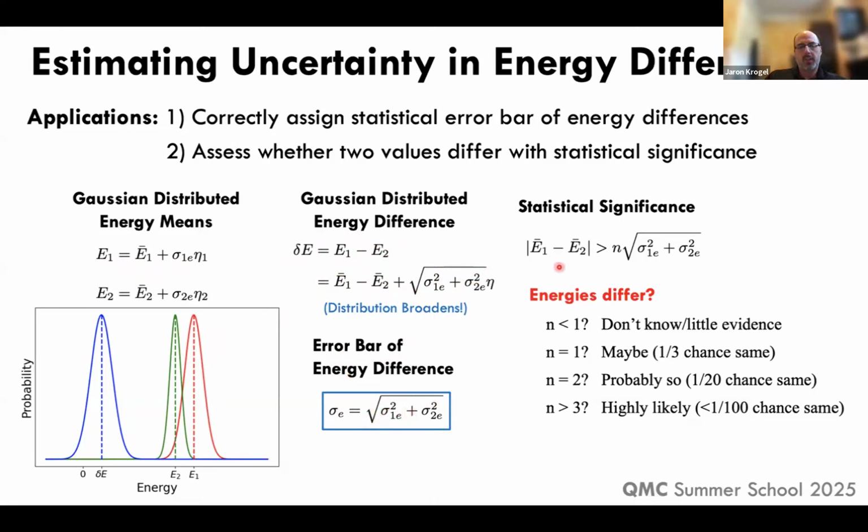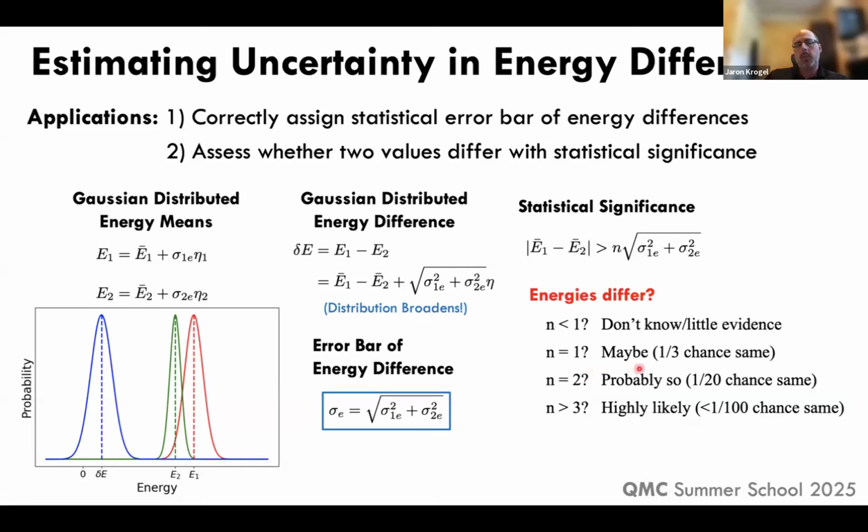And now to assess statistical significance, how do you know if the energies differ? Well, you can decide based on this inequality, where n is the number of sigma in which they may differ. So to get n, you can just divide this energy difference by the statistical uncertainty. So do the energies differ? Well, if n is less than 1, basically you don't know. There's little evidence that they differ, and you might reasonably conclude that they're the same within the statistical uncertainty you have. What if n is about 1?